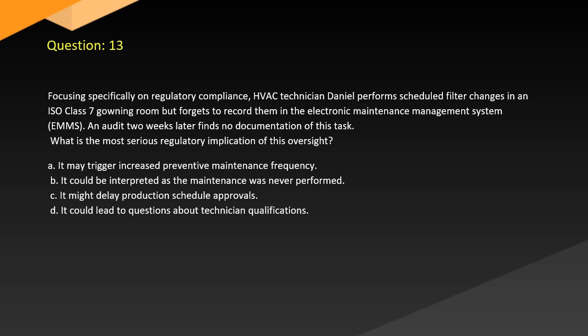Question 13. Focusing specifically on regulatory compliance, HVAC technician Daniel performs scheduled filter changes in an ISO Class 7 gowning room but forgets to record them in the Electronic Maintenance Management System (EMS). An audit 2 weeks later finds no documentation of this task. What is the most serious regulatory implication of this oversight? A. It may trigger increased preventive maintenance frequency. B. It could be interpreted as the maintenance was never performed. C. It might delay production schedule approvals. D. It could lead to questions about technician qualifications.